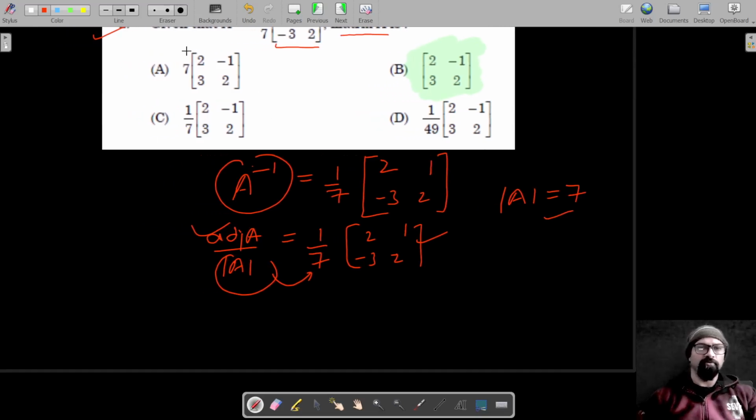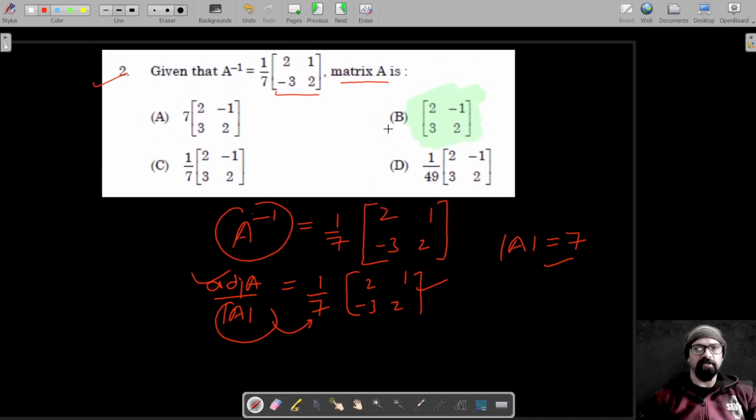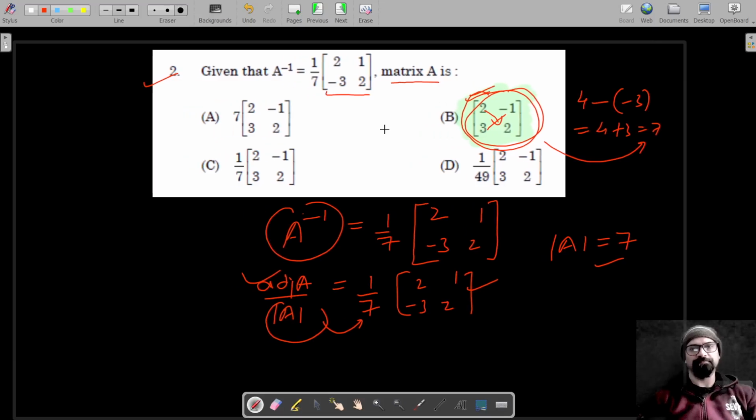Now, if we look at all these matrices that are given to us, this is the one that has the determinant 7. If we take the determinant of this, this is 2 into 2 is 4, minus 3 into negative 1 is negative 3. So 4 plus 3 is equal to 7. That means the determinant of this matrix is 7. So that means this is the A matrix. So B is the correct answer for this one.